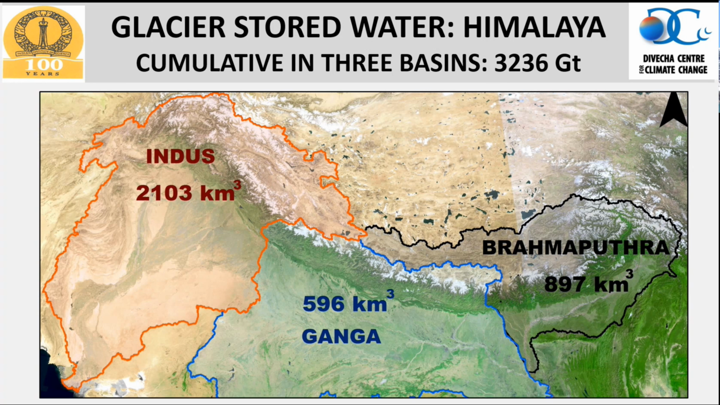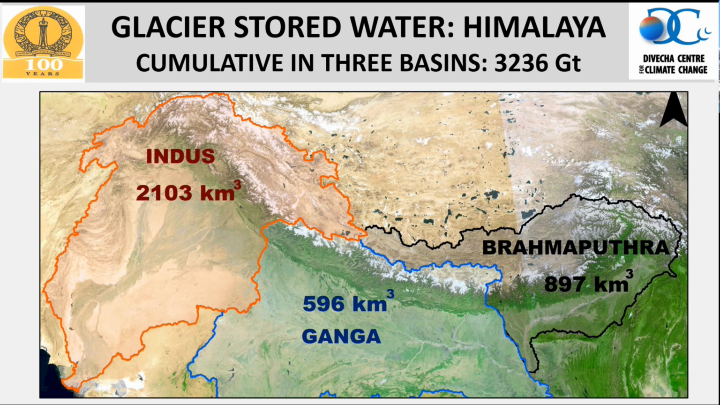So we know that if you consider three basins which are relevant to the context of India, like Indus, Ganga, and Brahmaputra, we have approximately 3,236 gigaton glacier water stored in these basins, and the highest is in Indus Basin. More than half is in Indus Basin. Then a certain amount, around 600 cubic kilometer, in Ganga and around 897 in Brahmaputra Basin.